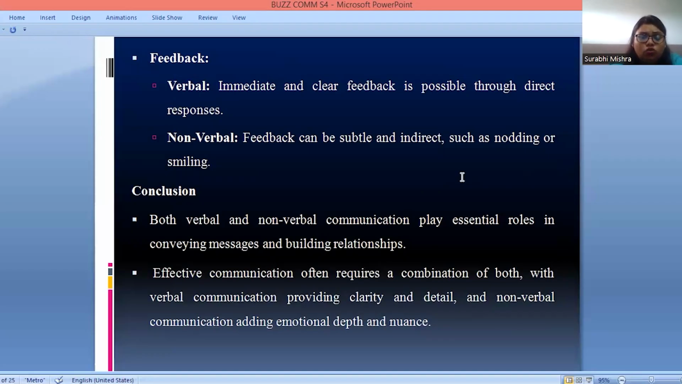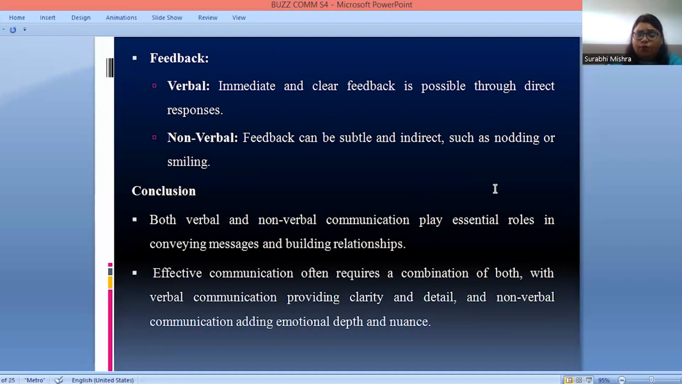So we must know and must learn how to convey messages and build relationships using both of them. Effective communication requires a combination of both, with verbal communication providing clarity and non-verbal communication adding emotional depth and nuance. Right. So, as it explains the differences between both types of communication, the verbal and the non-verbal.